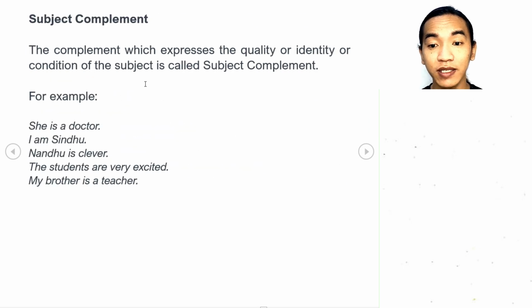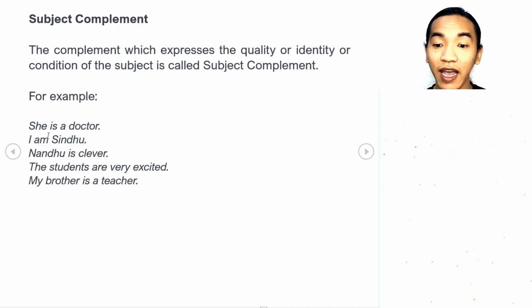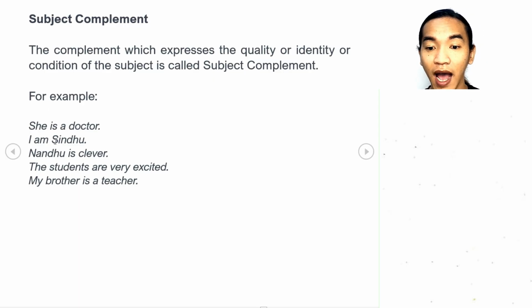From the word itself, subject complement, the complement which expresses the quality or identity or condition of the subject is called your subject complement. So if it's referring to your subject, then this is your subject complement. Like for example, she is a doctor. A doctor here is a subject complement because it identifies your subject, she. I am Shindu. I and Shindu are the same person, so Shindu is your subject complement.